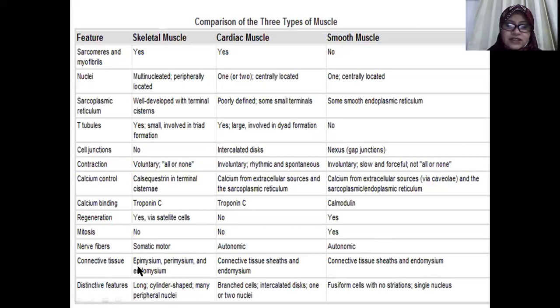Connective tissue: in skeletal muscle, there are epimysium, perimysium, and endomysium, and in cardiac muscle, connective tissue sheaths and endomysium. In smooth muscle, connective tissue sheaths and endomysium are present. Skeletal muscle is long, cylinder shaped, with many peripheral nuclei, and cardiac muscles are branched cells with intercalated discs and one or two nuclei, and smooth muscle cells are fusiform cells with no striation and a single nucleus.